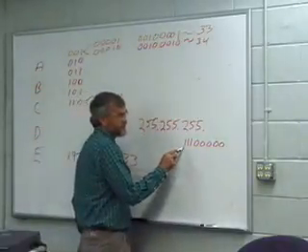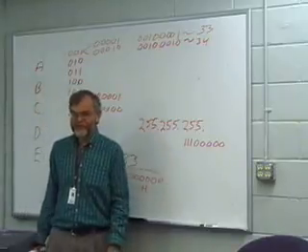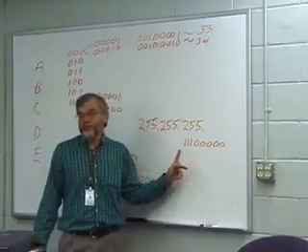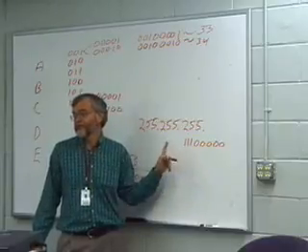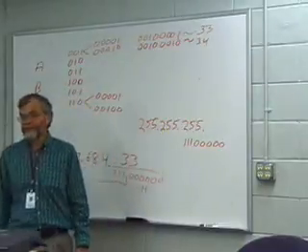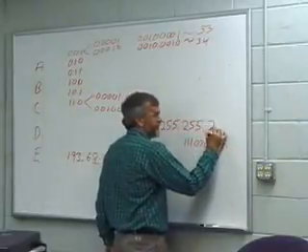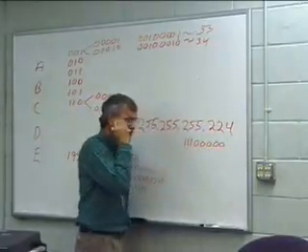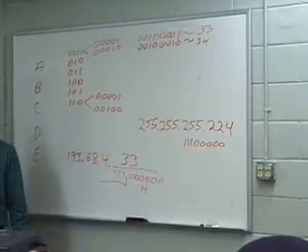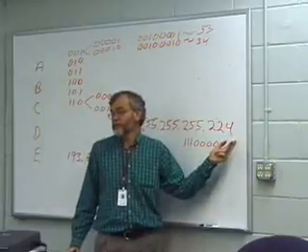The 128 plus the 64 plus 32 should give us 224, because 128 plus 64 is 192, plus 32 gives us 224. Does everybody follow where I got the 224 from now? And so the 224, this is what you would see in the subnet mask.